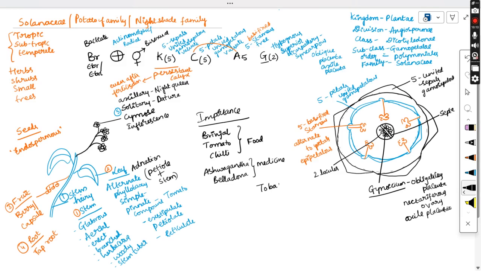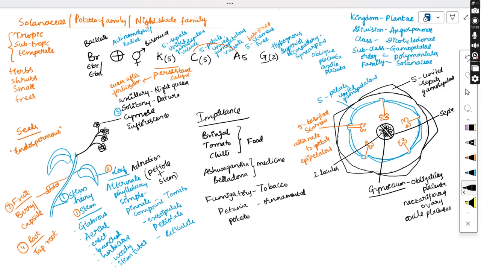And there is a plant, tobacco, Nicotiana tabacum, which has fumigatory properties. And ornamental plants are also there, that is petunia, which is of the ornamental type. So all these are different types of plants, even the potato. All these are the plants that come under Solanaceae and their characteristics.